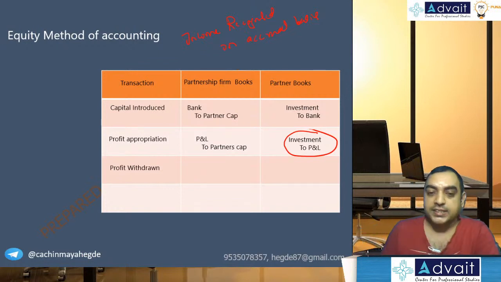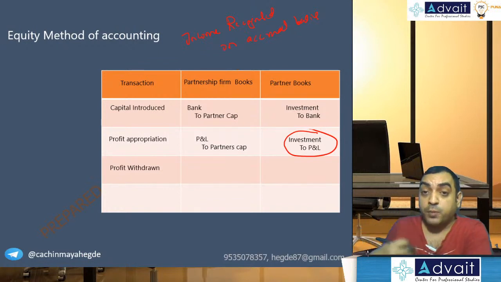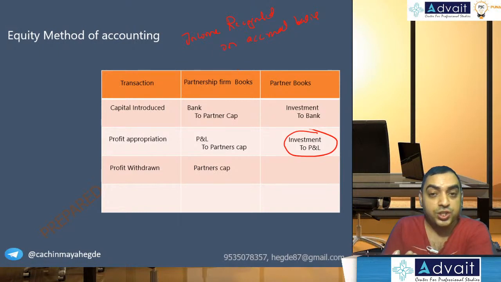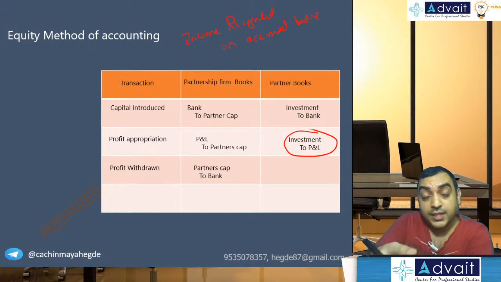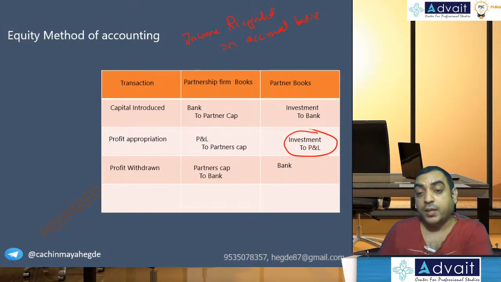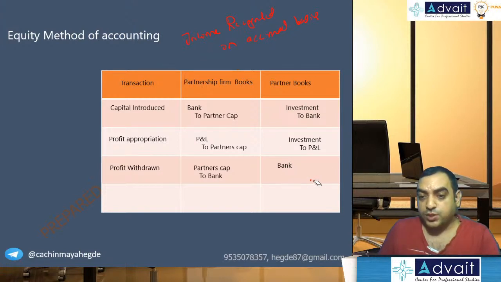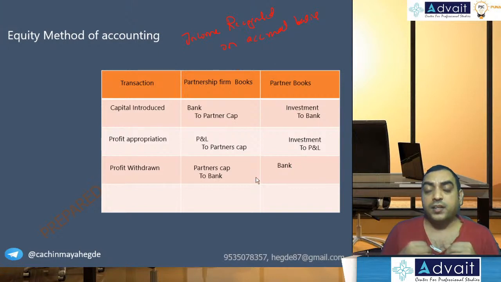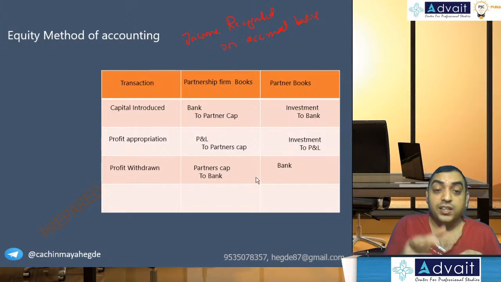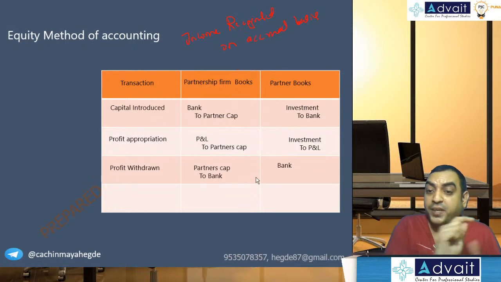For profit, the reverse applies. When profit is withdrawn by the partner, it is an outflow of cash. What entry will the firm pass? Partner's capital account debit to bank account. Now, what will the partner pass? He is receiving, so bank account debit. Can you tell me what will be the credit? Will he transfer it to P&L account when the partner receives the share of profits from the firm?